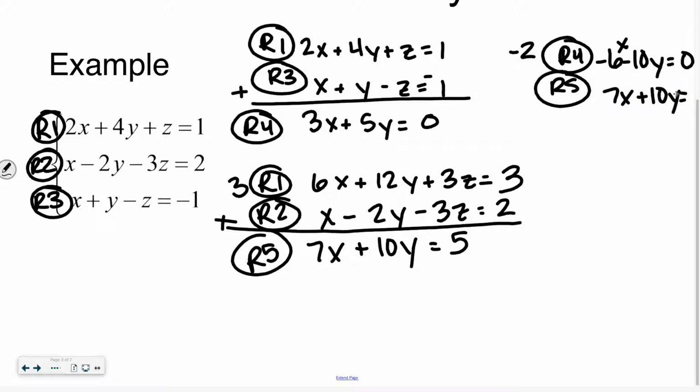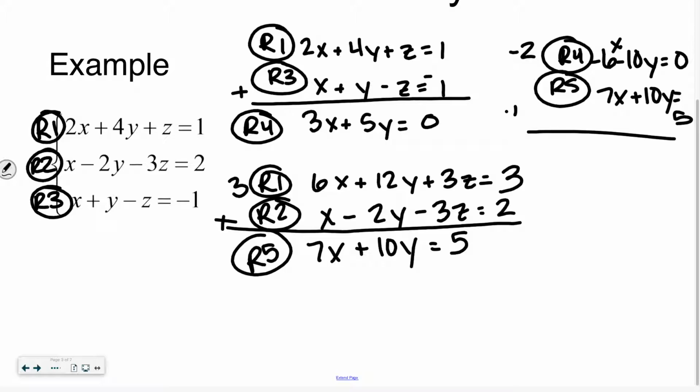See if I can slide those over. Just have to put it down below. Stack and add, that's x equals 5. So that worked out pretty nicely for me.